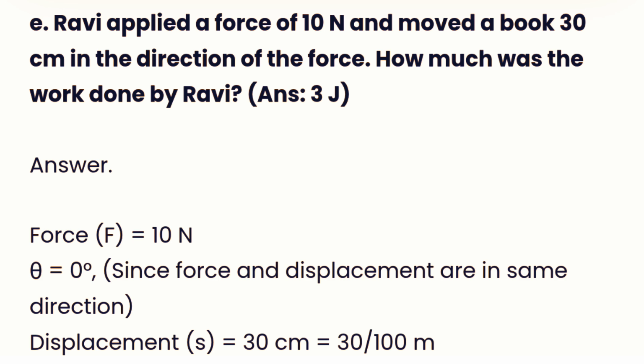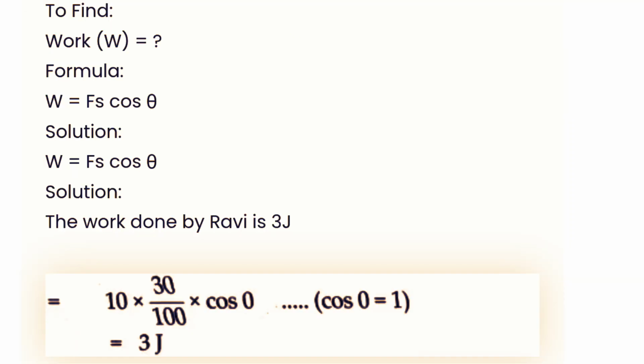Ans. 3 J. Answer. Force F equals 10 N. Theta equals 0 degrees, since force and displacement are in the same direction. Displacement s equals 30 cm equals 30/100 of a meter. To find work W, formula. W equals Fs cos theta. Solution. W equals Fs cos theta equals 3 J. The work done by Ravi is 3 J.